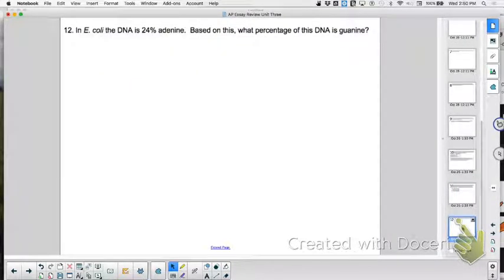And number 12, in E. coli, if 24% of the DNA is adenine, what percentage is guanine? You should be able to figure that out, right? That's it on the essays.